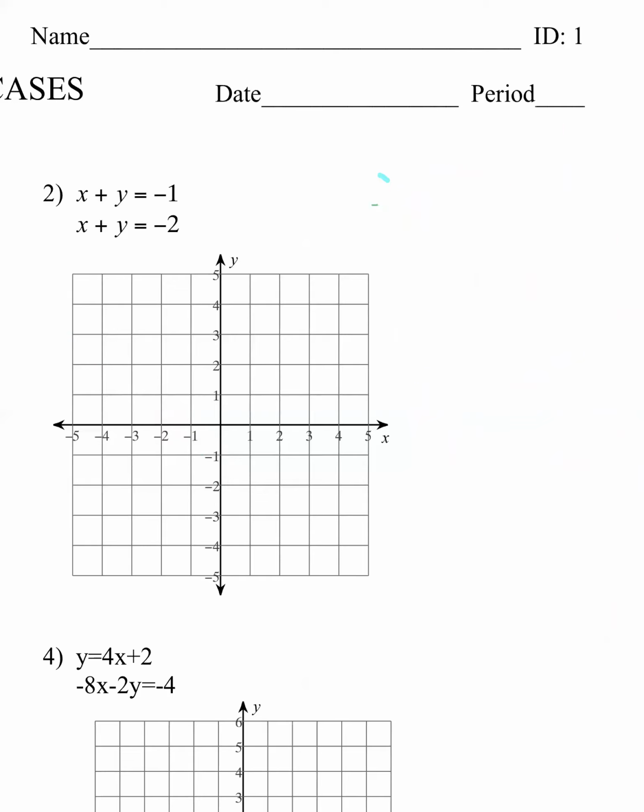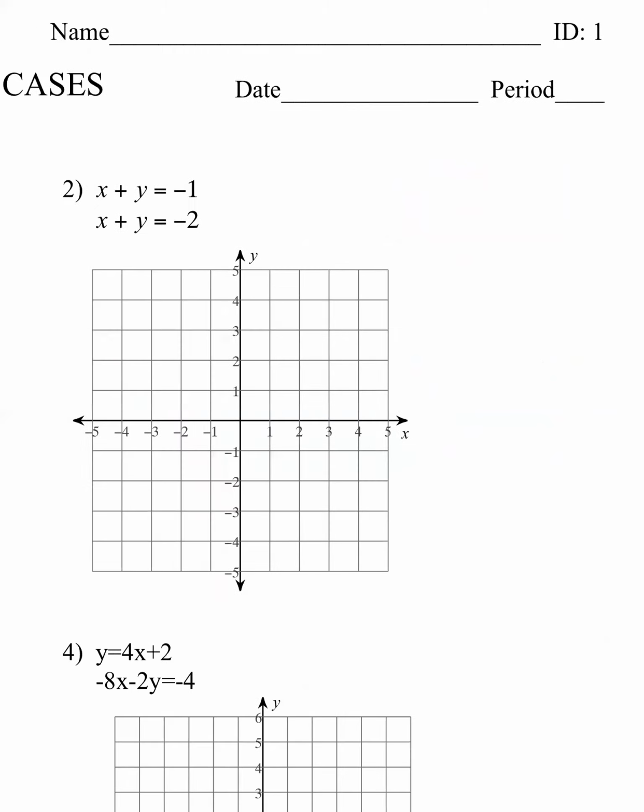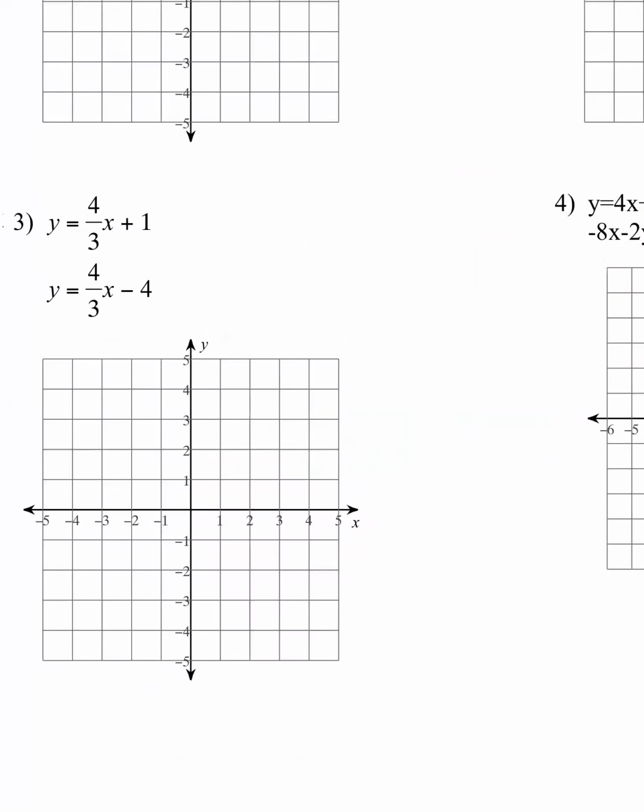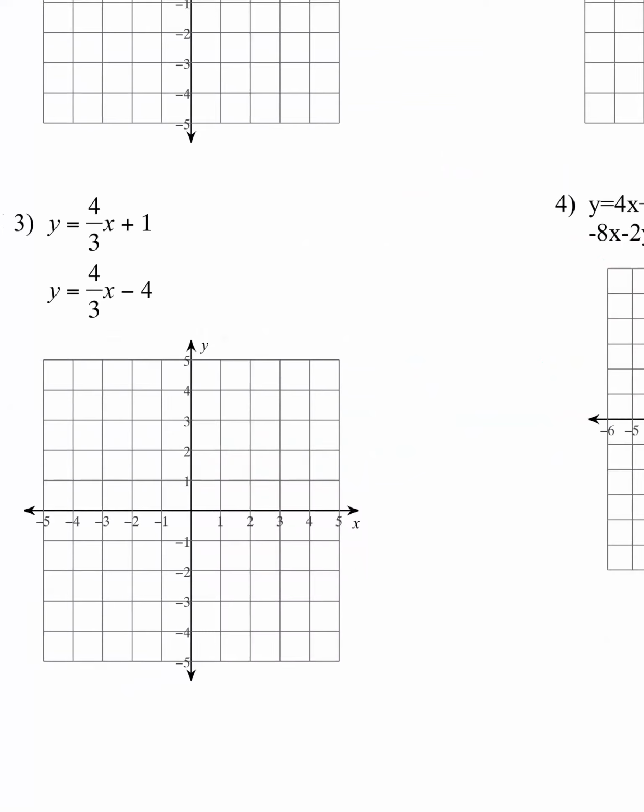Okay, let's go ahead and scroll over to number 3. These are both already written in slope-intercept form, so they're good to go. And just like we were just talking about, I already know the answer to this one. I don't know if you know it, but I know it. Why? Because I see they both have the same slope and they have different y-intercepts. So what are they going to be? They're going to be parallel. I'm going to graph it anyway, just to be sure.